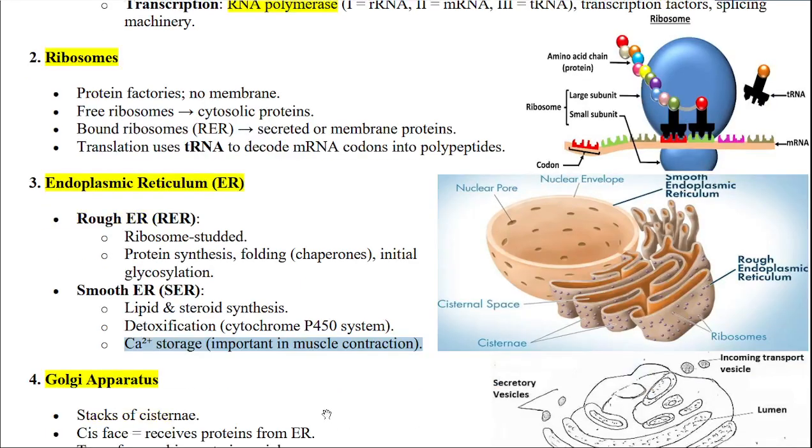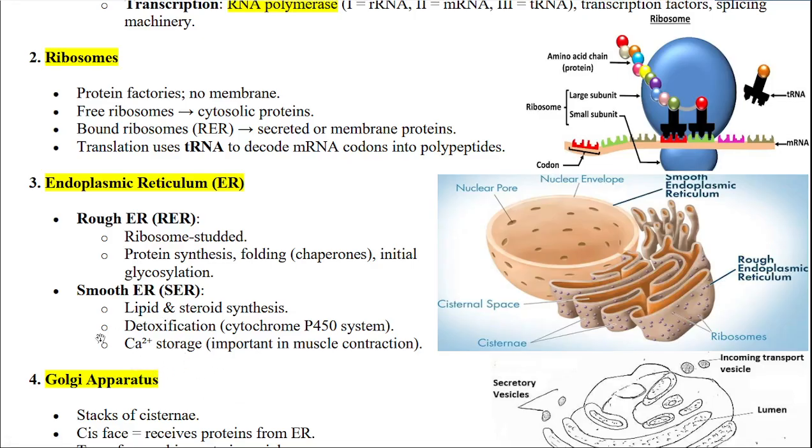Why is storing calcium so important? Because calcium ions are critical signaling molecules inside the cell. A rapid change in calcium concentration triggers all sorts of events: muscle contraction, neurotransmitter release, hormone secretion. The SER holds on to this calcium until it gets the signal to release it. Like in muscle cells. Exactly.